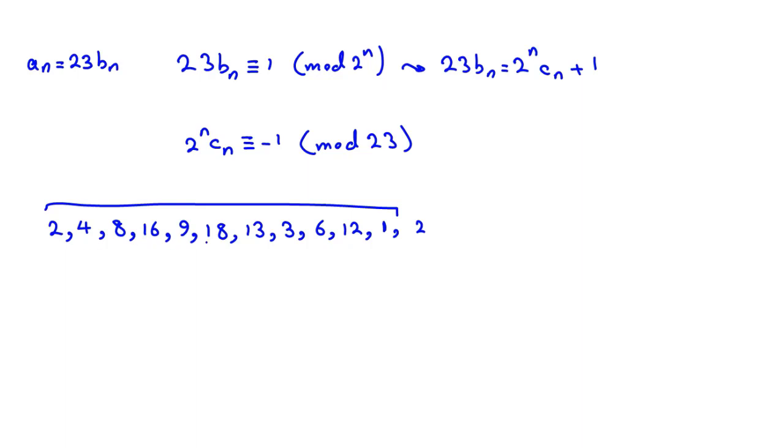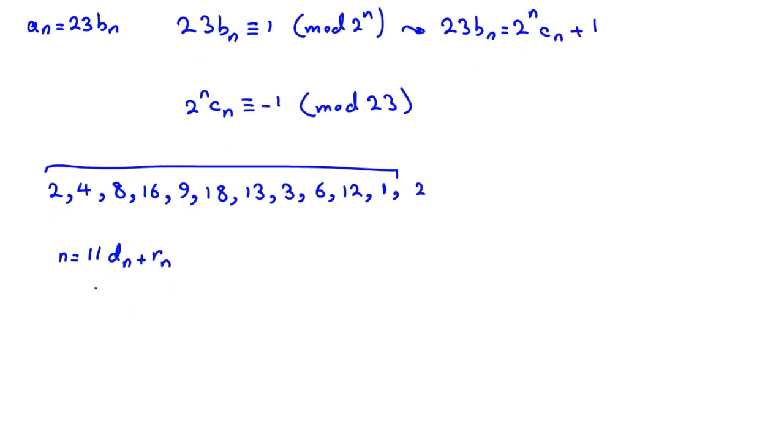Let's calculate 1, 2, 3, 4, 5, 6, 7, 8, 9, 10, 11. Okay, so the repetition is 11. So it is important that n, the remainder of n when divided by 11, is what? So we can say n equals 11 dn plus rn. Now rn is important because 2 to the 11 is 1.